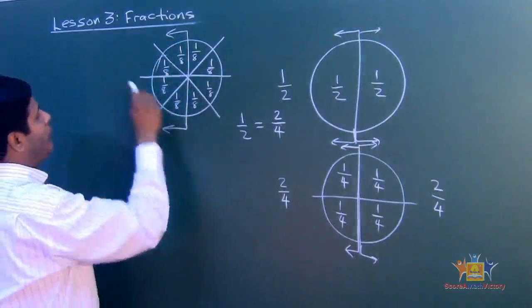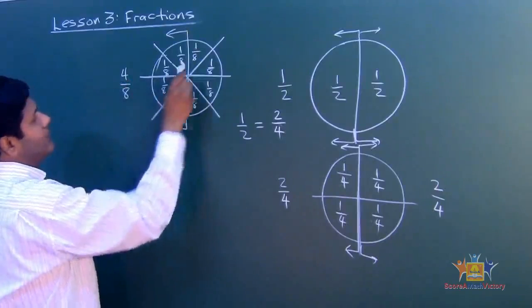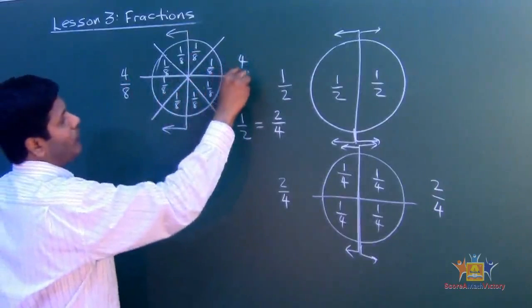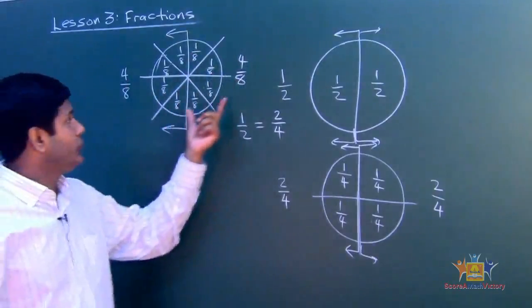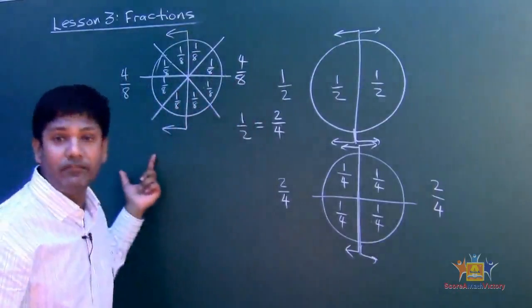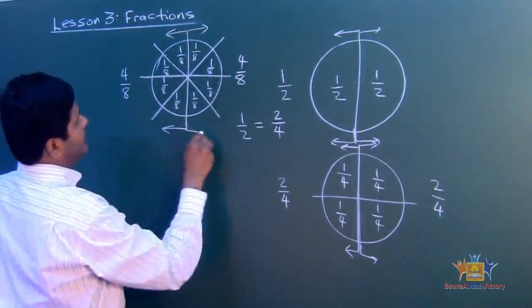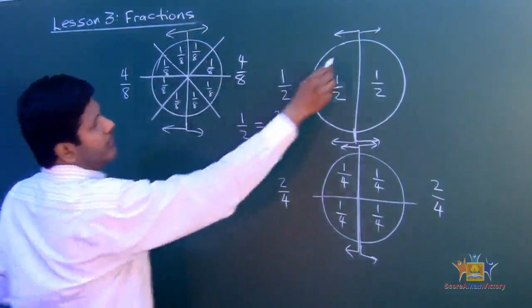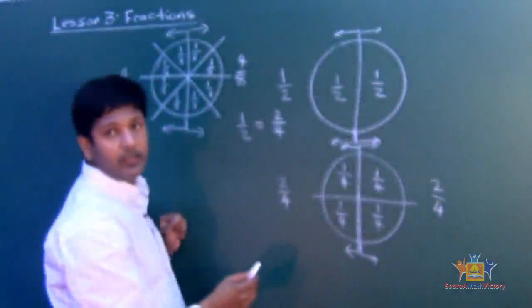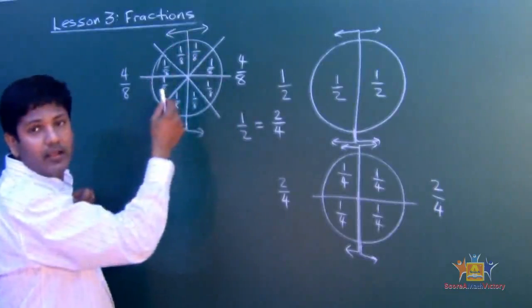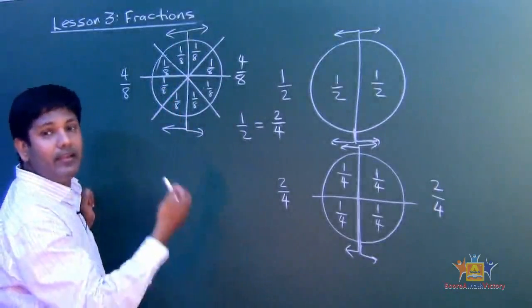So 1, 2, 3, 4. So that means 4 over 8. 1, 2, 3, 4. 4 over 8. So you have 4 over 8 and I have 4 over 8. But wait a minute. 4 over 8, which makes this right there. That means it's half the pizza. Still half the pizza. Exactly.